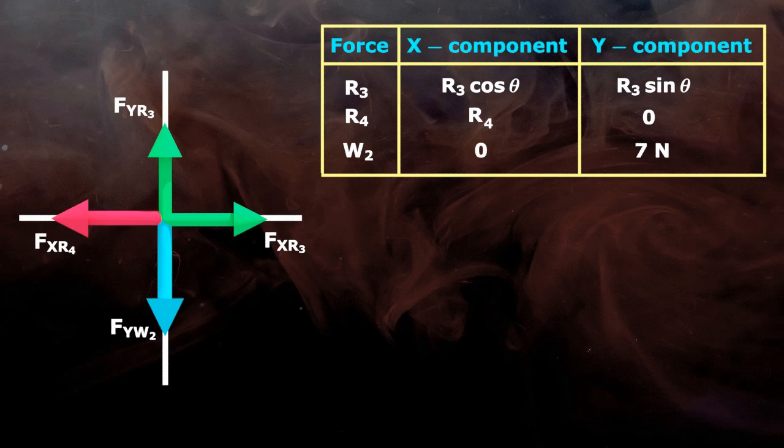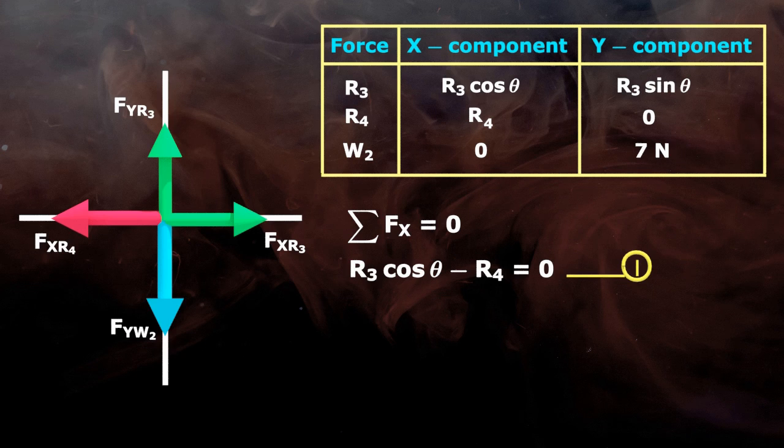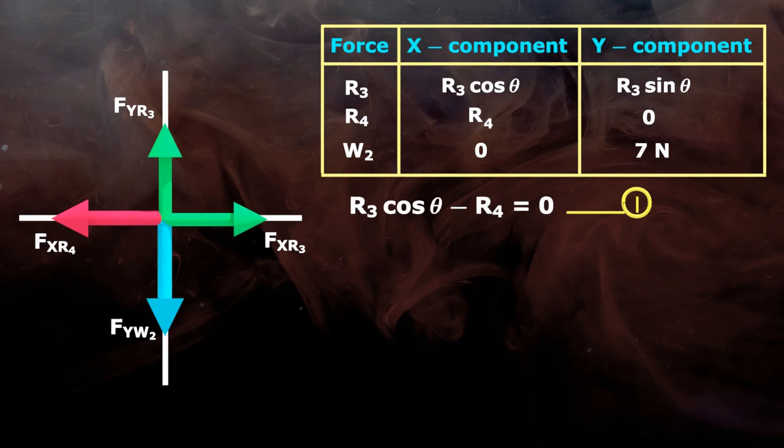Now according to the equilibrium equations, the summation of all horizontal components should be equal to 0. So R3 cos theta minus R4 equals 0. Here both components are in the same line but in opposite direction to each other, so they will be subtracted. Similarly, the summation of all vertical components equals 0. So R3 sin theta minus 7 equals 0.